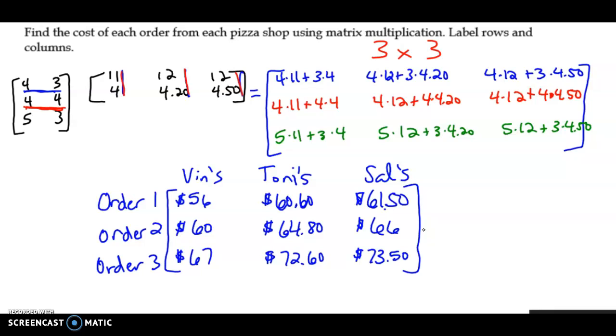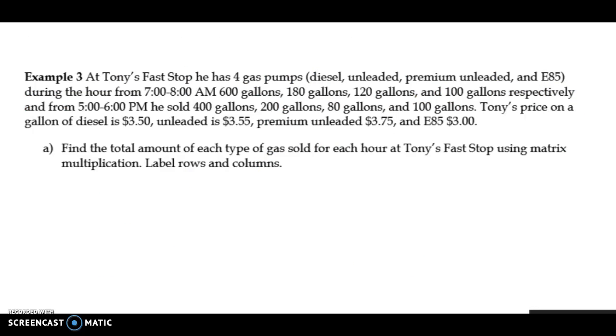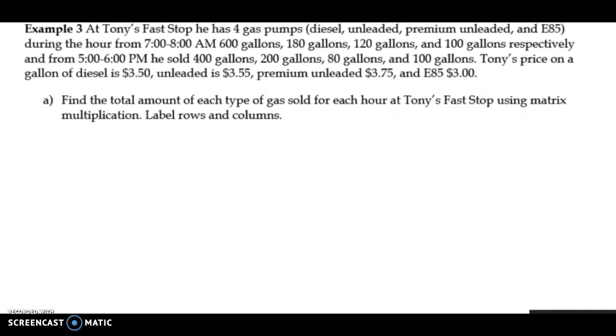All right, let's try another one. We're going to set up a 4 by 2 matrix for the hours, so 7 to 8 and 5 to 6, and the different amount of gas in this order: diesel, unleaded, premium unleaded, and E85. So at the top, we're going to say the time. So 7 to 8 a.m. will be the first column. The second column will be from 5 to 6 p.m.